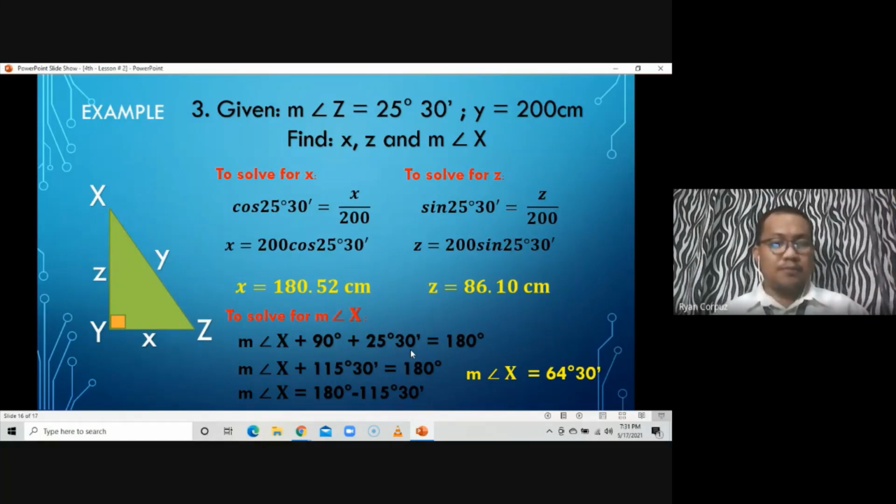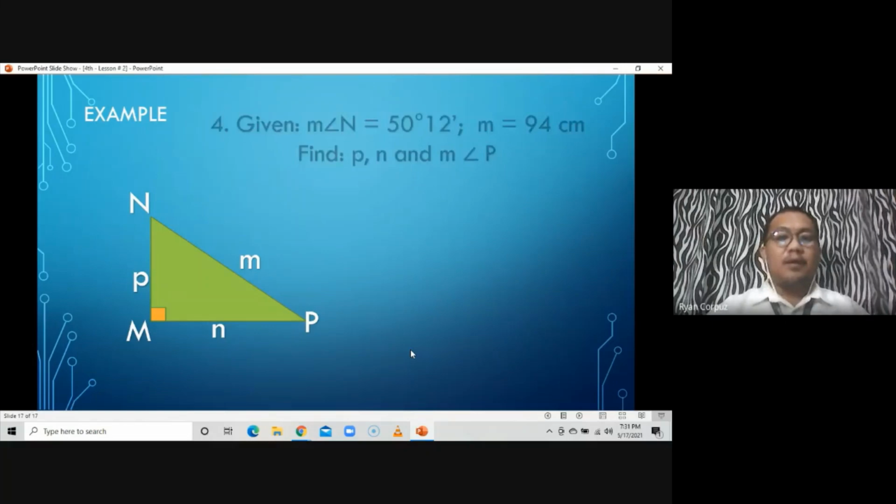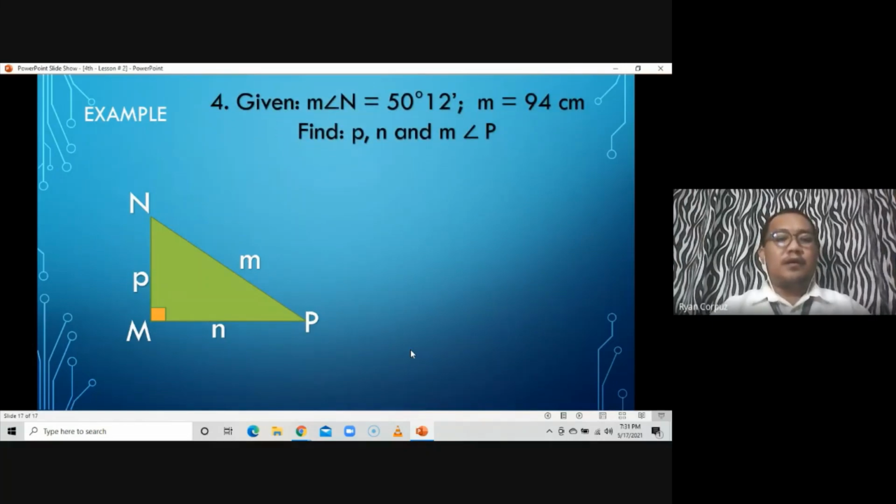Any questions? Kasi in example number 3, we are using same given figure. What if we are going to make this other figure? Iba naman. So let's try this example number 4. So dito iba naman siya. So number 4, given is triangle M and P. Then side angle M katapat ay side M, which is the hypotenuse. Angle P katapat ay side P, angle N katapat ay side N.